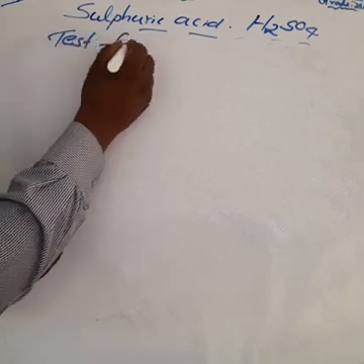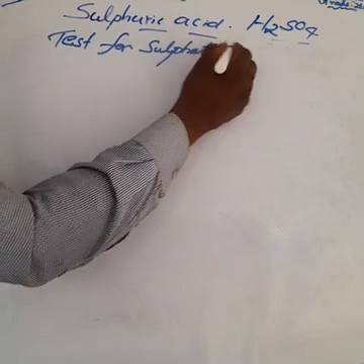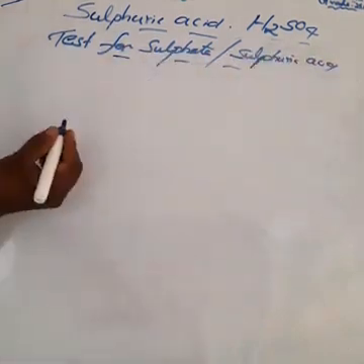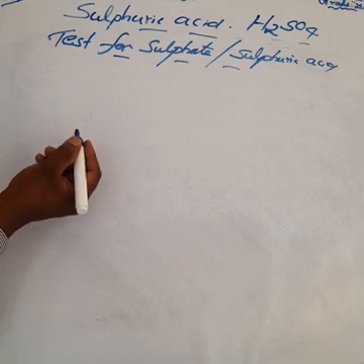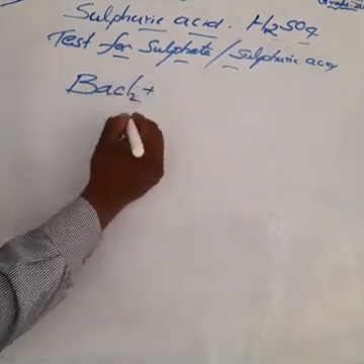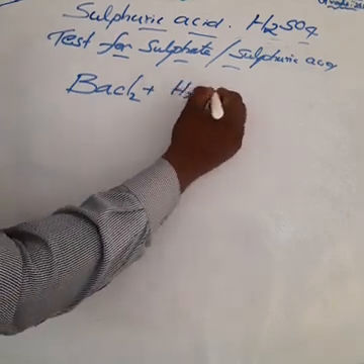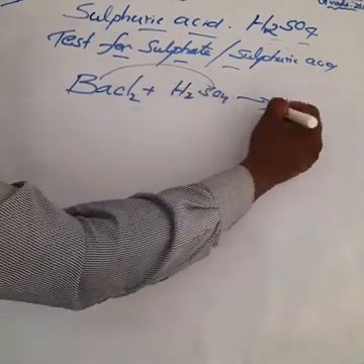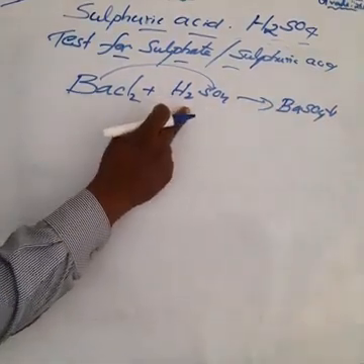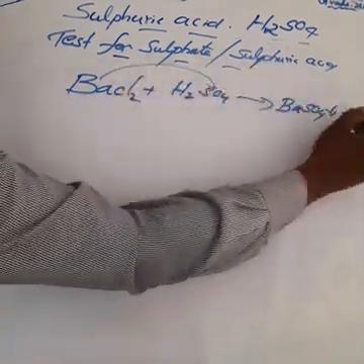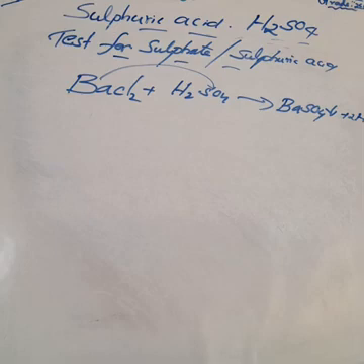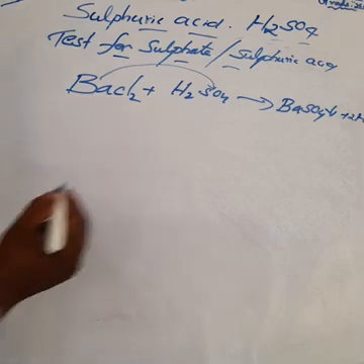Test for sulfate. I am taking dilute sulfuric acid with barium chloride. What is the formula of barium chloride? BaCl2. When barium ions combine with the sulfate ions, barium sulfate is obtained. It is a white precipitate. Ba combines with SO4, we get barium sulfate, and hydrogen combines with chloride to form HCl. We have to balance the equation. 2 chloride, so make it 2 HCl. Now the equation is balanced. Very, very important question: test for sulfate radicals.